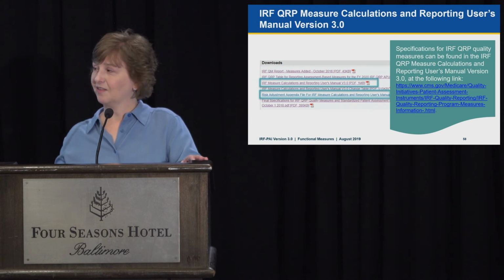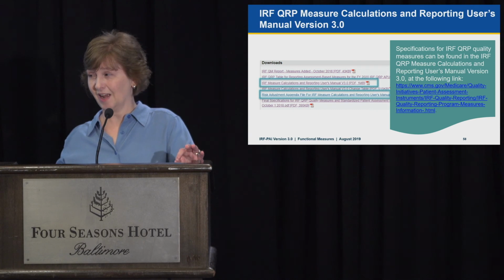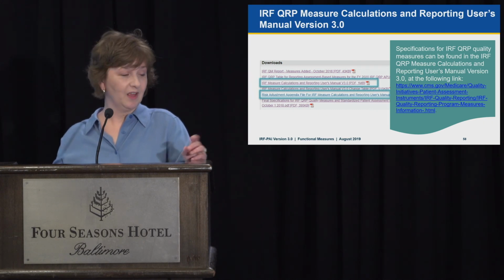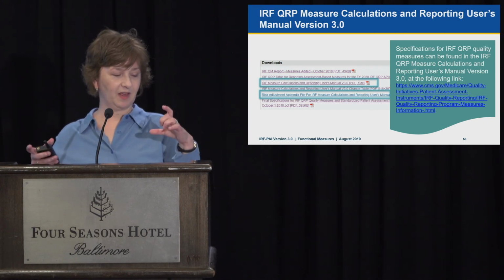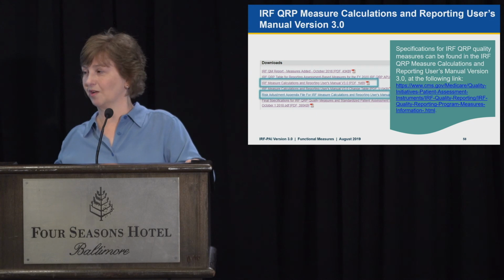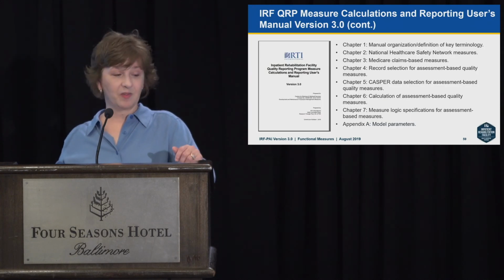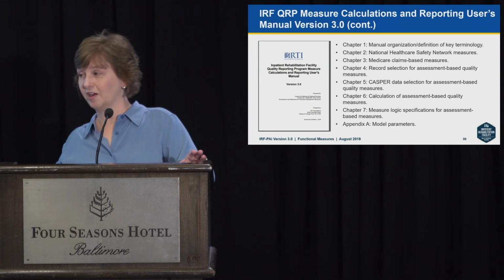I mentioned that the regression coefficients and intercepts are available if you're really interested in calculating the risk-adjusted values. And so the second box there is the risk adjustment appendix file for the IRF measure calculations and reporting users manual. If you're interested in looking at the manual, it is a fairly long document.